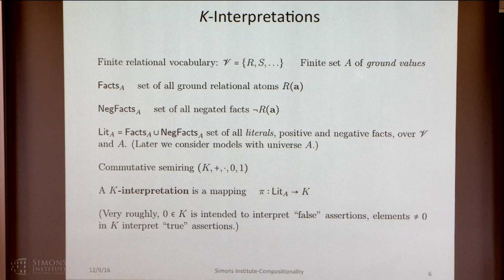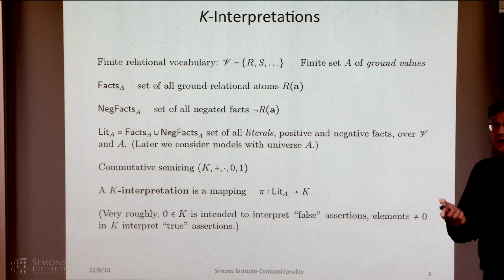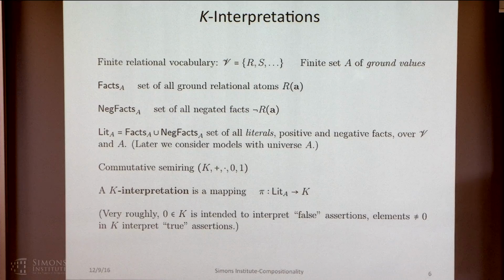And let's denote with negative facts the negated facts. And as we use in logic programming, let's call the union of these two literals. So these are those information items in the model that I care about. And I'm going to, as you shall see, eventually label them, annotate them with these provenance tokens, and see what happens in the checking of a sentence.